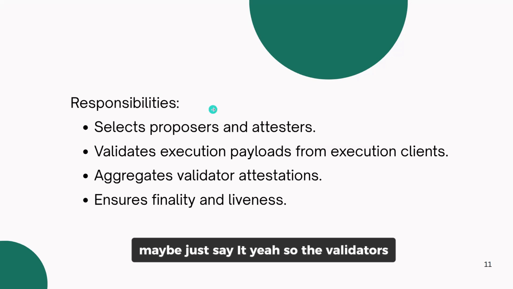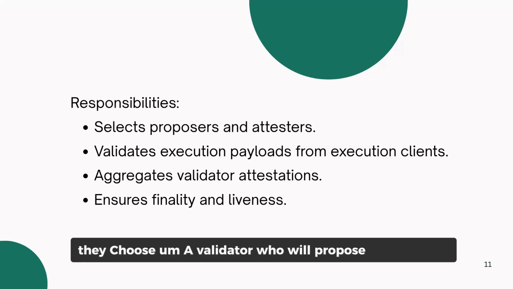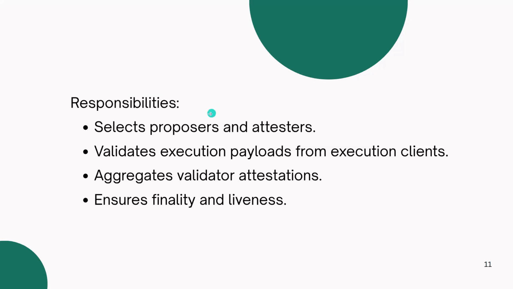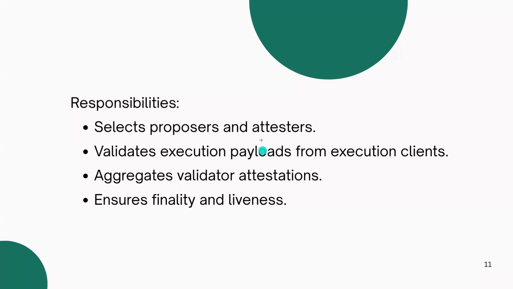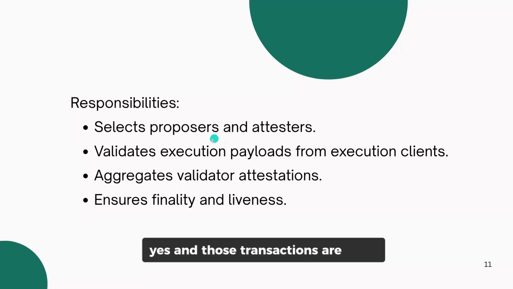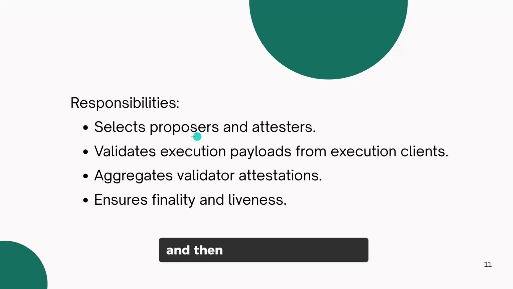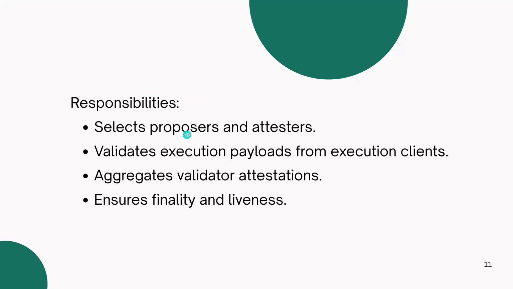So the validators now, what the consensus layer will do is that they choose a validator who will propose a new block. Now, what that validator will do is that it gets the pending transactions in payload, and those transactions are to be added to the block that this validator is proposing. And then after being proposed, other validators will now attest. They will vote to see the authenticity of the transactions that were added by the proposer.